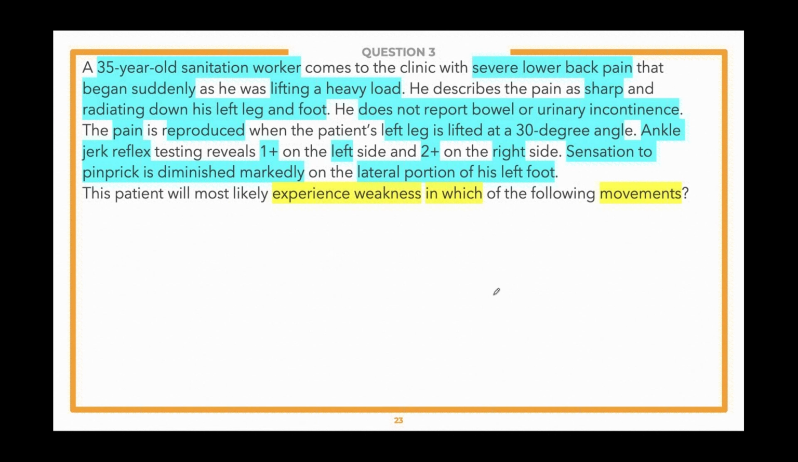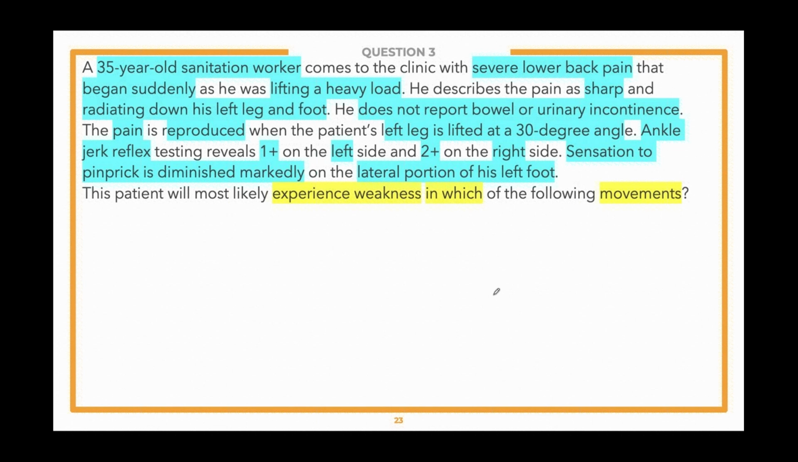So this is a 35-year-old, and right off the bat, they're telling you this is a sanitation worker. Whenever they tell you something right off the bat, like this is a sanitation worker, or this is a 40-year-old alcoholic patient, automatically you want to incorporate that and ask yourself, why are they telling me this so early on in the vignette? So don't forget to take note of that clue. Now in this question, they tell us that the pain began suddenly after lifting a heavy load. So we know that there is an inciting event here.